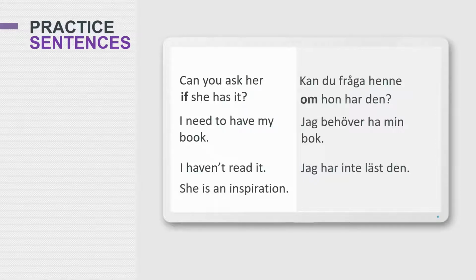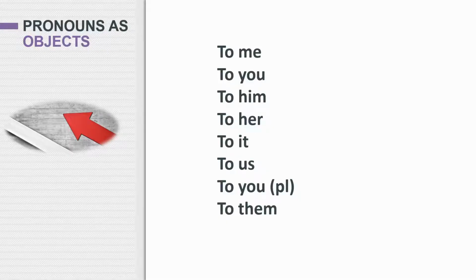If you want to say she's an inspiration, she is an inspiration, how would you do that? Okay, here the pronunciation is important because it's the same spelling as in English. So what you need to say is hon är en inspiration. So the inspiration, the sh sound, it becomes a h sound. So that's inspiration. Okay, so let's continue on by repeating pronouns as objects.